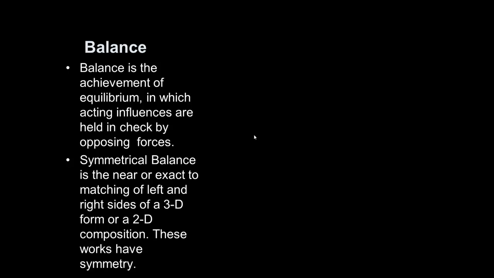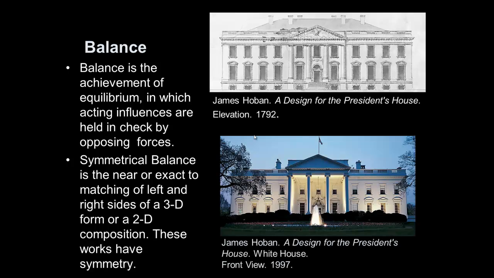The next element is balance. And balance is the achievement of equilibrium within a painting or design or composition or sculpture. And so basically acting influences are held in check by opposing forces. And so one way to create balance is symmetrical balance. And this is used a lot in architecture. This is a very formal balance.